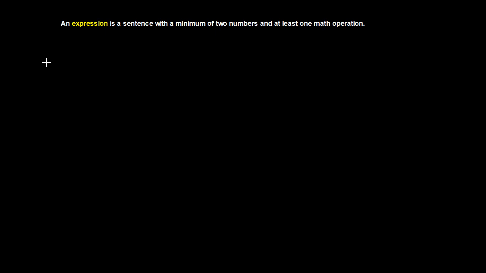So what did you do during that time? Let's take an example. 2 plus 3. This actually gave us 5. So this is an expression. If you look at the definition, what does it say? An expression is a sentence with a minimum of two numbers and at least one mathematical operation. So if you look at this, that is an operation.